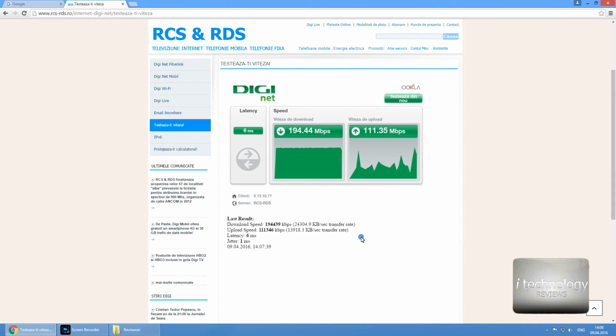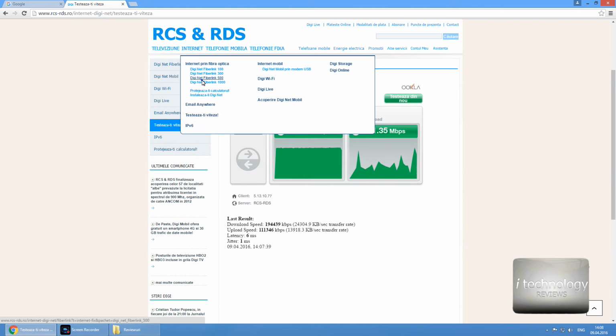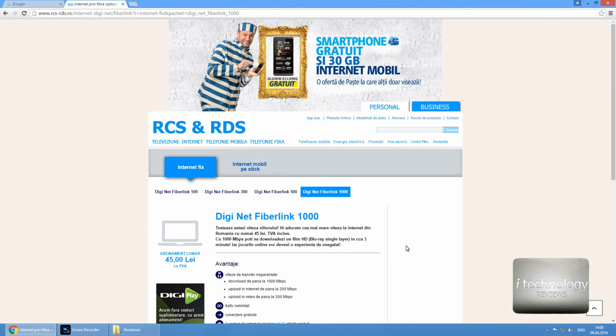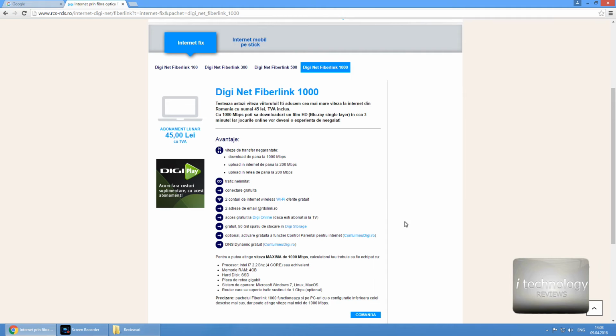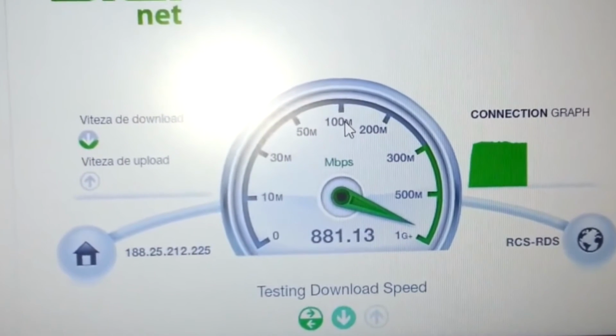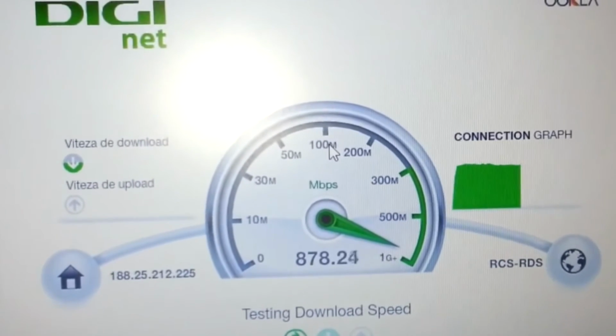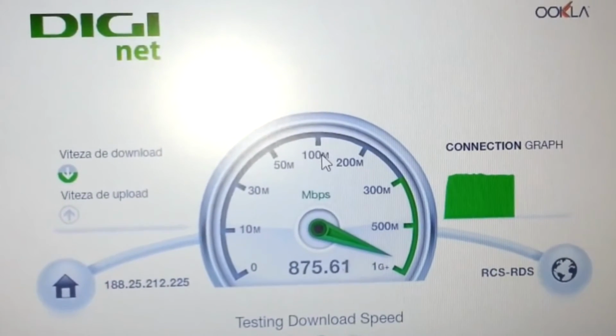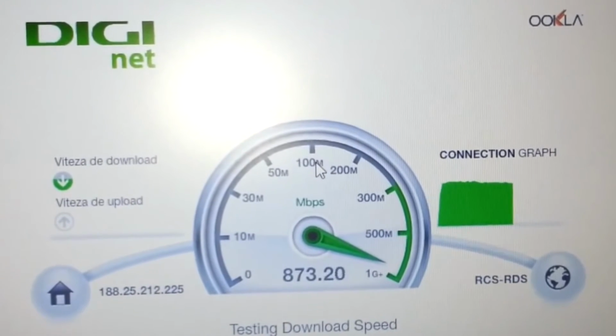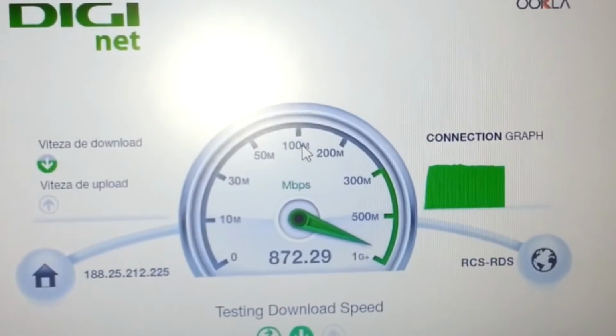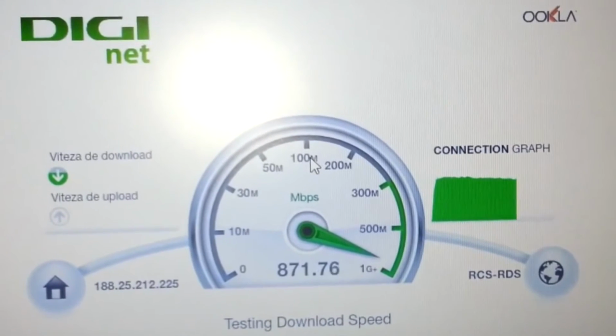And now I'm gonna show you Fiberlink 1000 and what speeds you can gain. And as you can see, already we have 880 megabits per second. We can obtain even 950, which you will divide by 8.